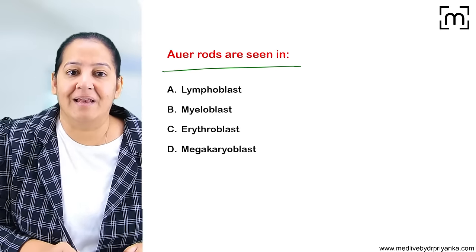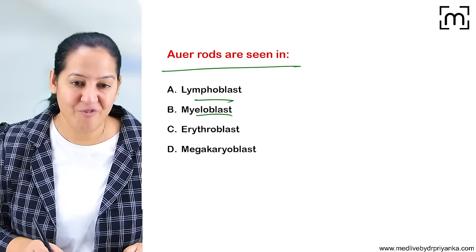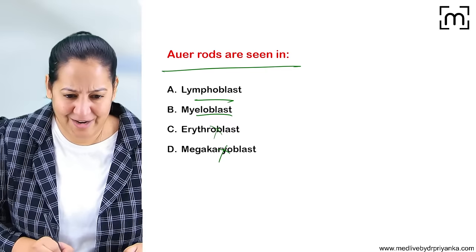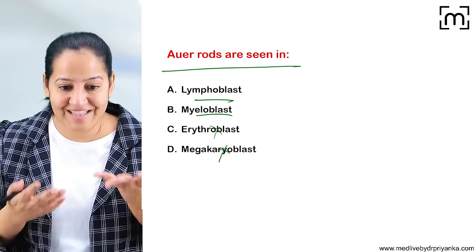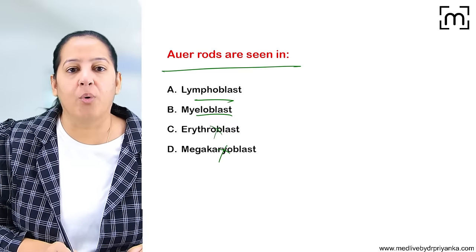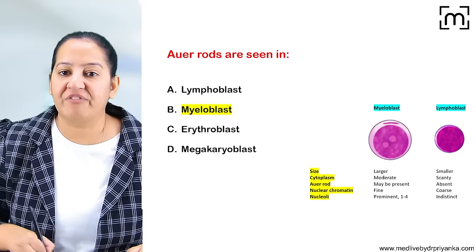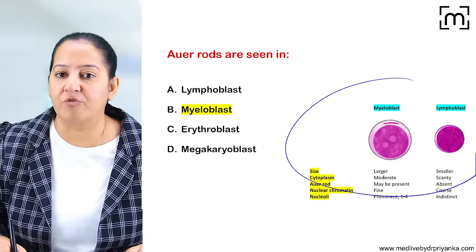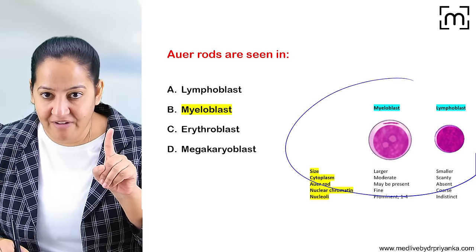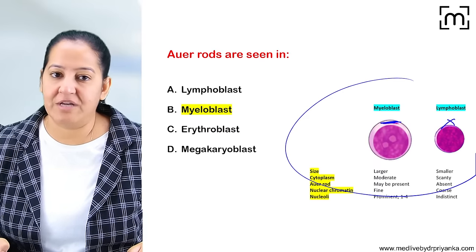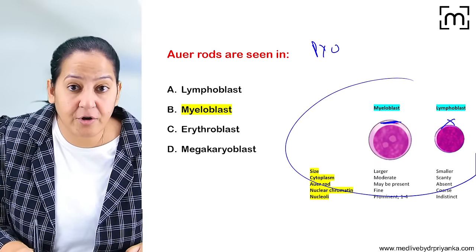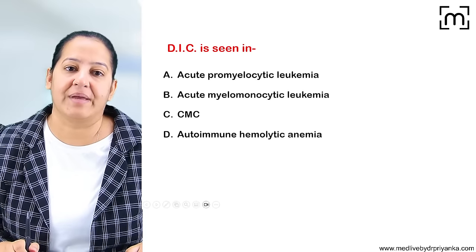Iron rods are seen in lymphoblast or myeloblast? Not in erythroblast or megakaryoblast, obviously. I guess everyone knows it's myeloblast. This is the way we differentiate myeloblast from lymphoblast. You can see in the myeloblast we have iron rods, but in lymphoblast we don't have iron rods. These are all previous year questions of different exams.